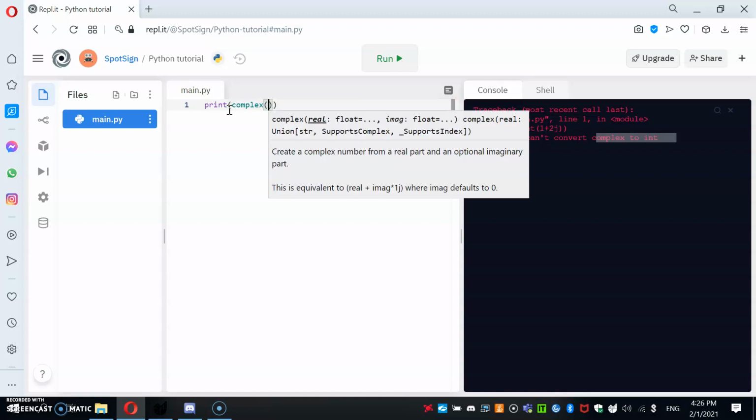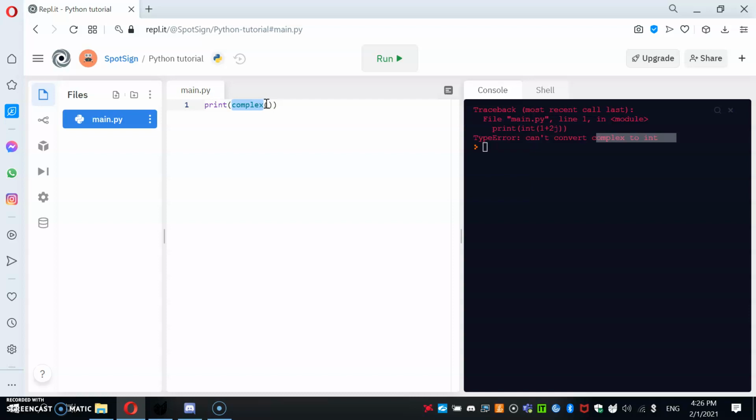Okay, but you can convert integers and floating point numbers into complex numbers. So complex, and then brackets, and inside the brackets you can just put any number, 40, 48, and it has a j for you, 48 plus 0j. Cool.